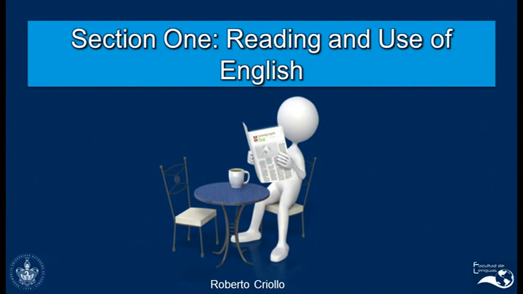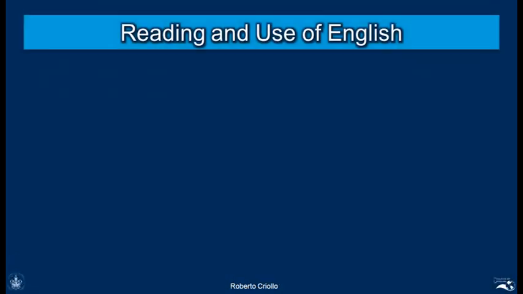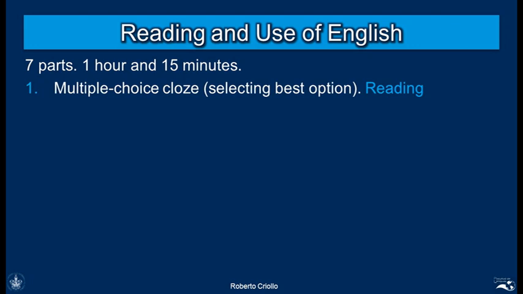So, let's talk about the first part of the test, section 1, reading and use of English. Now, concerning this part, something that we have to remember is that the reading and use of English section contains 7 parts and it lasts 1 hour and 15 minutes. The first part concerns reading and it is a multiple choice cloze where you have to select the best option.